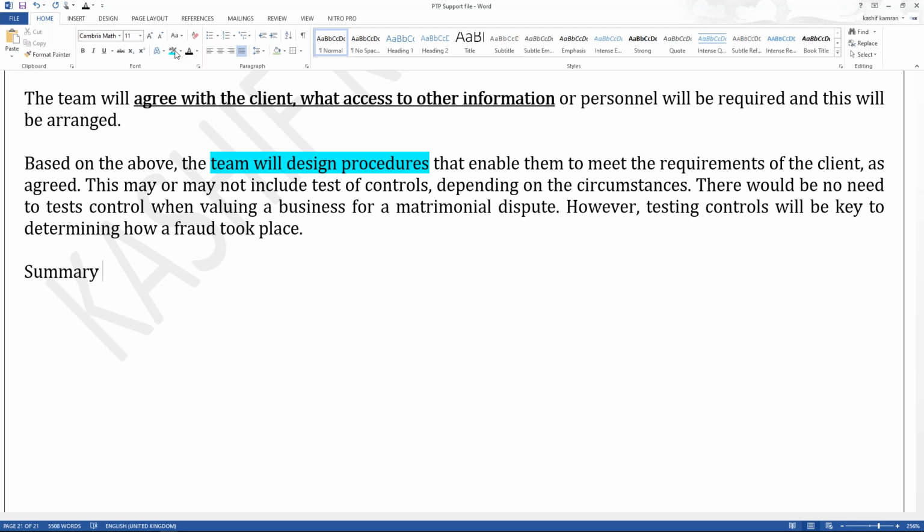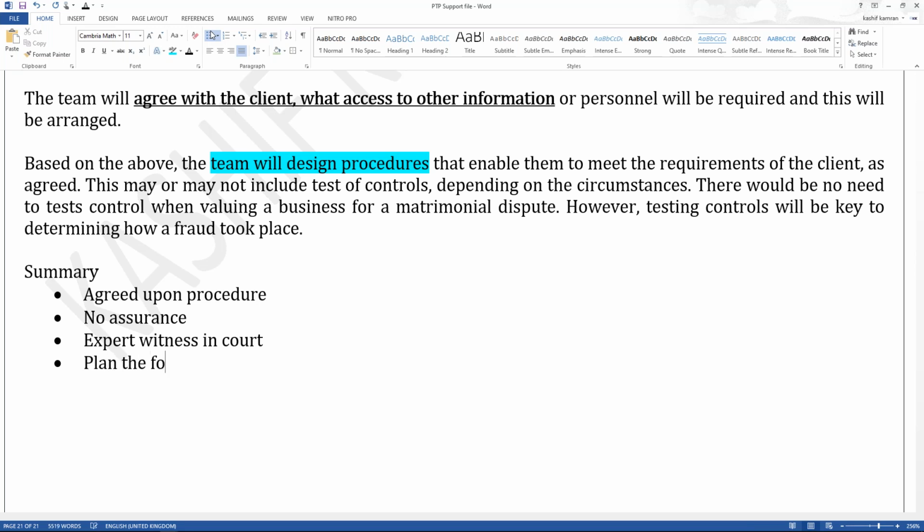Summary of what we have discussed so far. The first quick summary is that forensic is an agreed upon procedure. Will you remember that? Agreed upon procedure. And being an agreed upon procedure, there is no assurance. As a forensic accountant, you might need to appear as an expert witness in court.